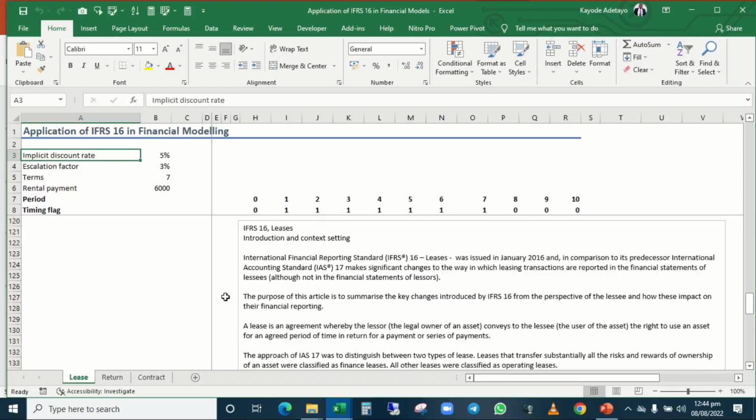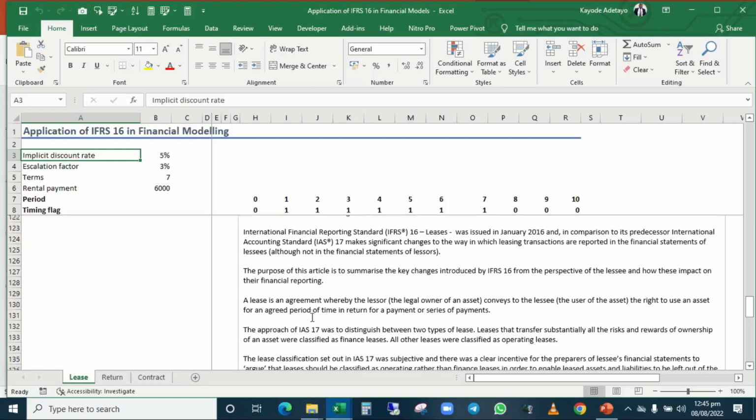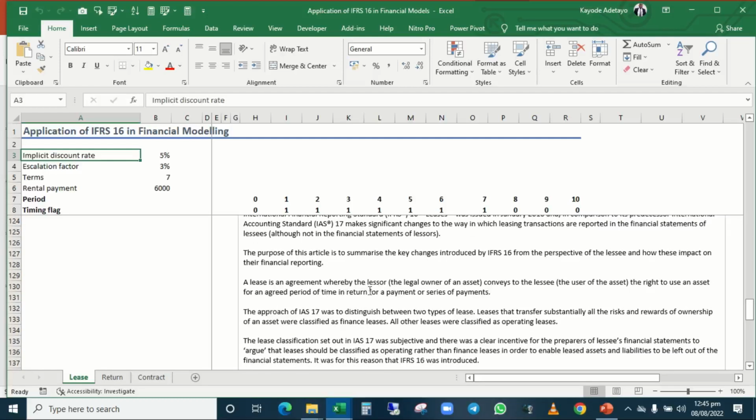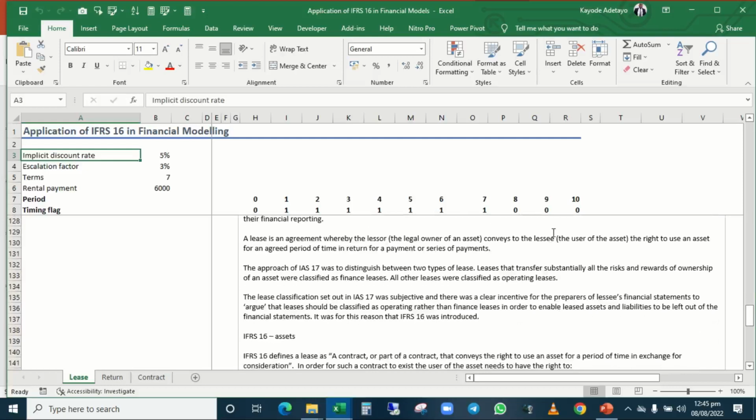So when we understand what the financial reporting guys did on the face of the financial statements, we better have a good understanding of how to actually forecast the numbers. All right, so IFRS 16 is, like I said, on lease, and it was introduced in January 2016. It talks about what a lease is: an agreement whereby the lessor, the owner of the asset, conveys to the lessee, the user of the asset, the right to use an asset for an agreed period of time in return for a payment or series of payments.